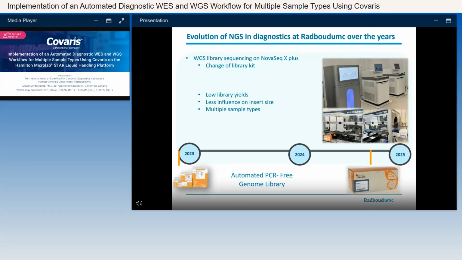Why did we change the library kit, and why did we change to the Covaris shearing? With the current, or rather the former, kit, we had some low library yields. We had less influence on the insert size because it was segmentation and you cannot turn that much based on the insert size. And we want to use multiple sample types, and we believe that with the new kit we can use multiple sample types and have more influence on the insert size.